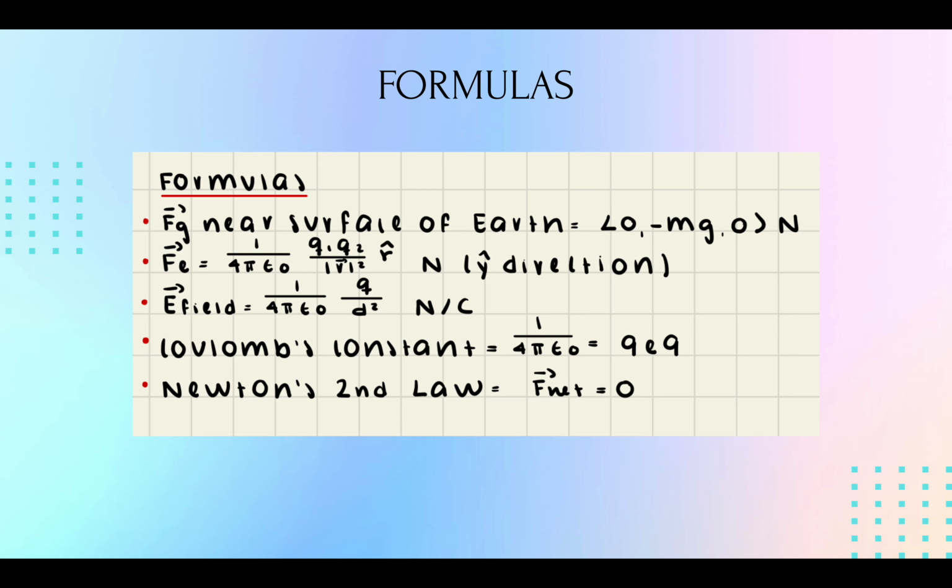Here are the formulas that were used in this lab. As you can see here, all of the forces were calculated in the y-hat direction since we're only focusing on the forces in this direction. These are the formulas for the forces, the electric field, and Newton's second law is said to be F net equals 0, since later on it will be discovered that the electric and gravitational force cancel each other out when doing the second part of the experiment.